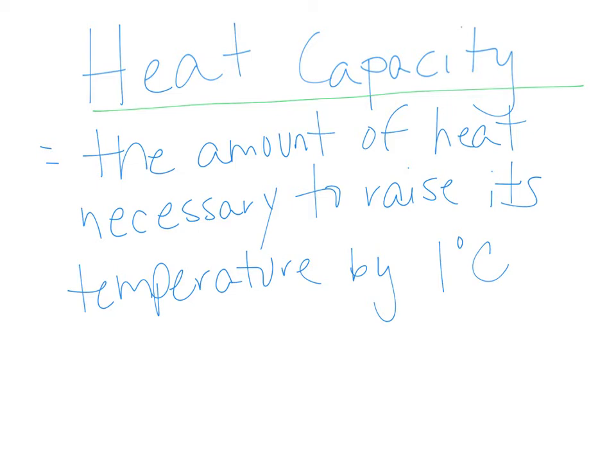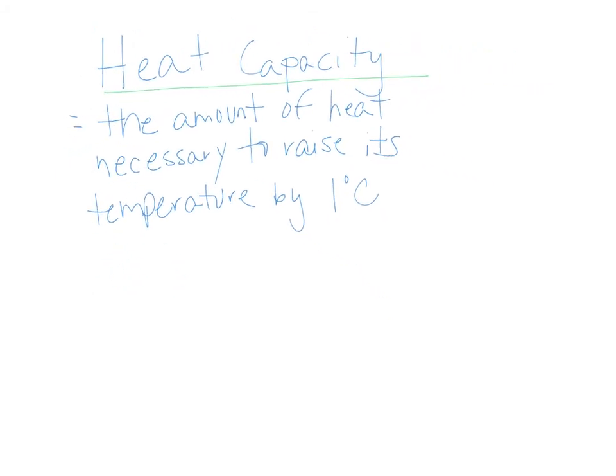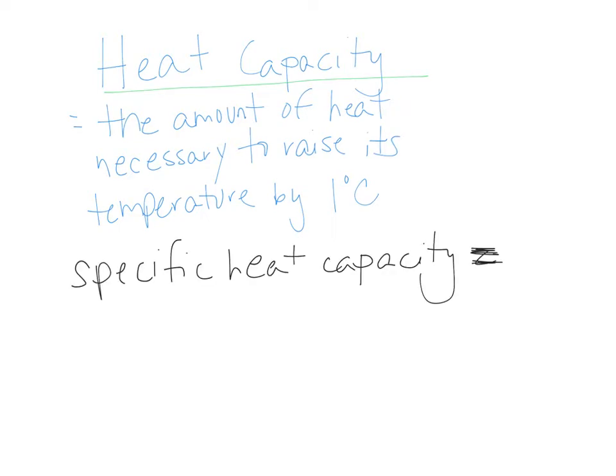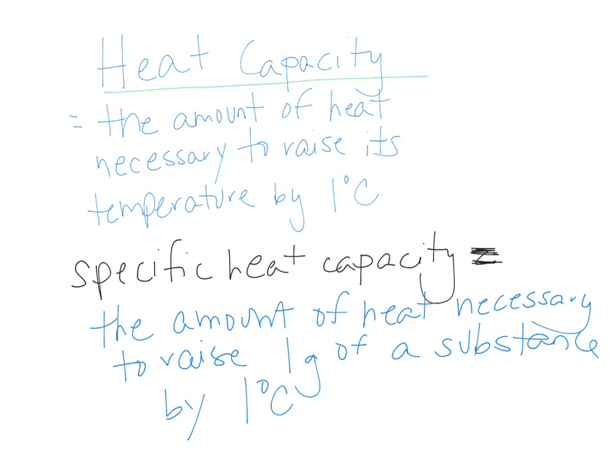Now, heat is an extensive property. It depends on the amount of stuff that you have. So you might say, well, how much of the substance? Good question. So we can have something called the specific heat capacity, and we talked about this last year. This is the amount of heat necessary to raise 1 gram of a substance by 1 degree Celsius. That's the definition of specific heat capacity.